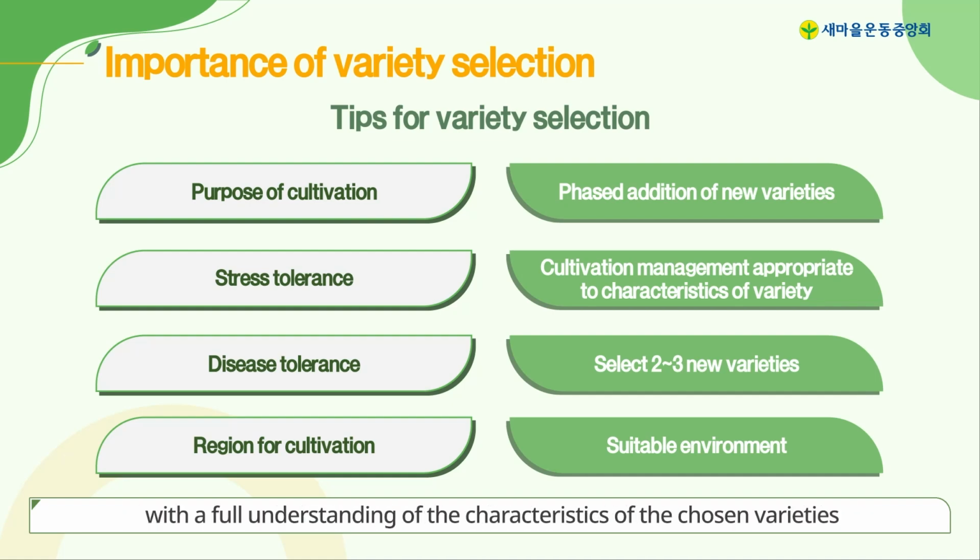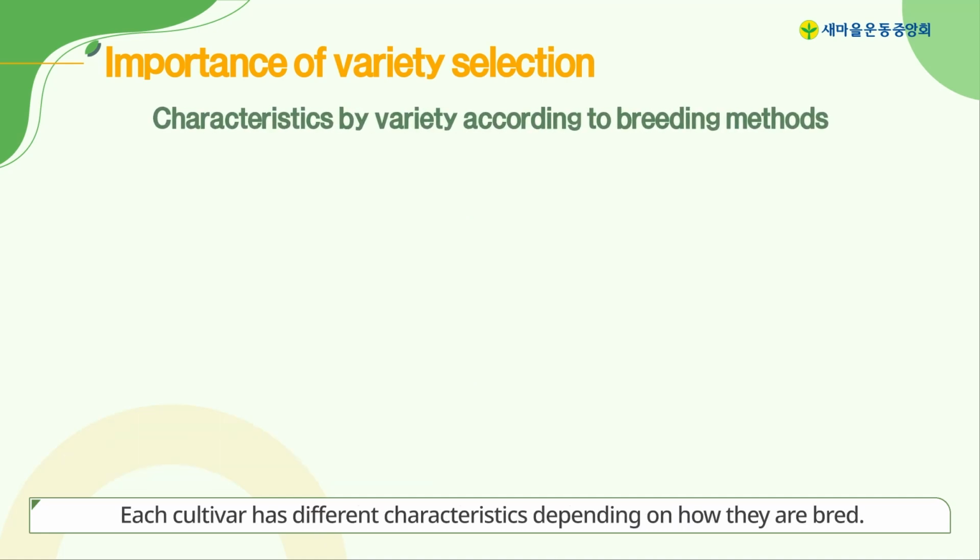companies. Choose the varieties that are best suited to the region's climate conditions and cultivation facilities. And then, with a full understanding of the characteristics of the chosen varieties and how to manage them, grow and manage them in a way that is appropriate for their features. Each cultivar has different characteristics depending on how they are bred.